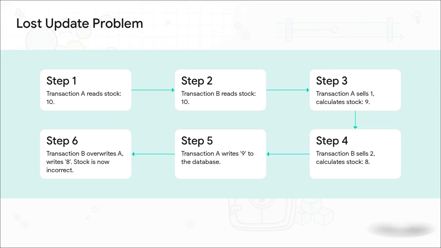Here's the problem. A's system saves its update, writing 9 to the database. But then B's system saves its update, writing 8, and completely overwriting what A just did. The final stock is wrong. The database says 8 are left, but we know 3 were sold, so there should only be 7. It's a total mess, and isolation is what prevents this exact scenario from ever happening.